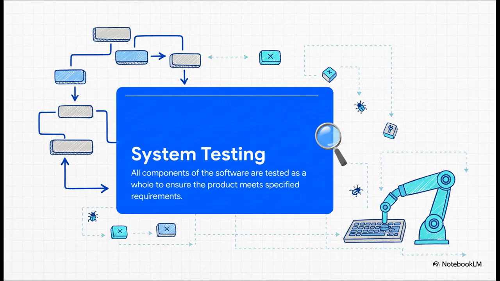And now for the big one, system testing. This is the full dress rehearsal. The entire app, the whole castle, is built and tested from start to finish. Testers act just like you would, clicking around, trying every feature, basically making sure the whole thing works as one cohesive product and meets all the original requirements.